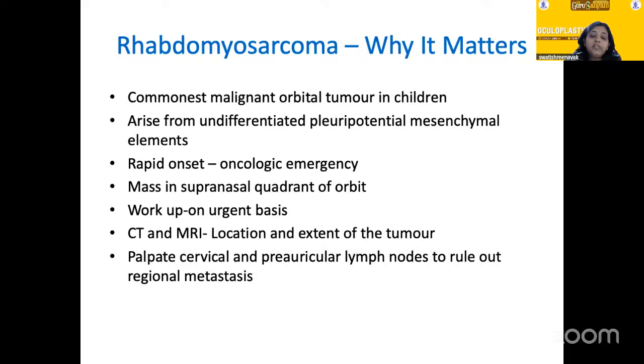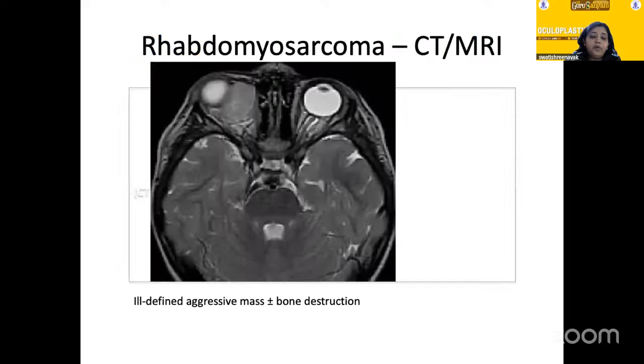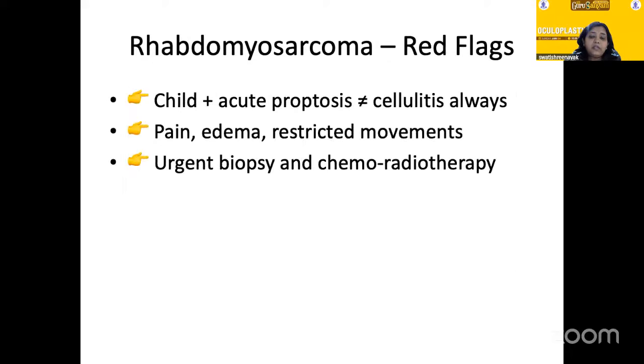The cervical and the preauricular lymph nodes need to be palpated to rule out any regional metastasis. It will show an ill-defined aggressive mass with or without bony destruction. So these are the red flags of rhabdomyosarcoma. If it is a child with acute proptosis, it is not always cellulitis. Pain, edema, and restricted movements are seen. Urgent biopsy and chemoradiotherapy.